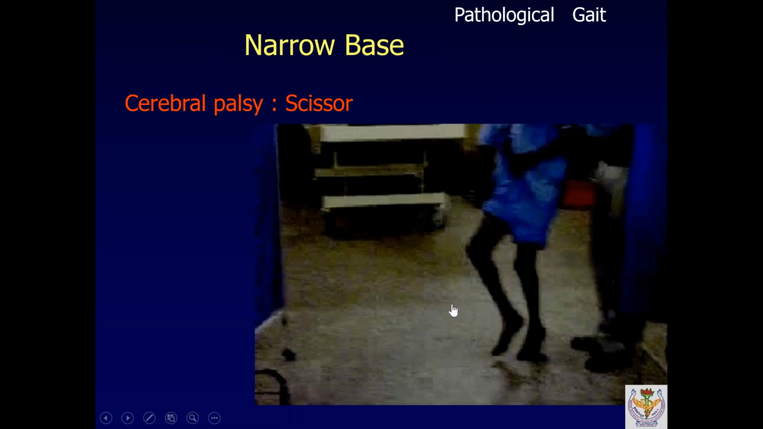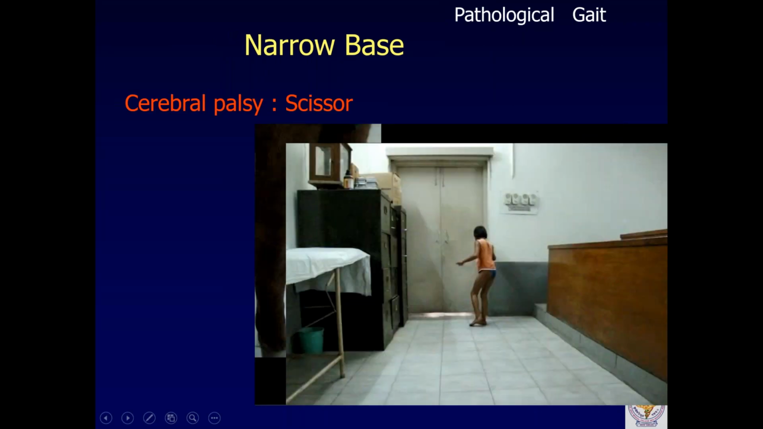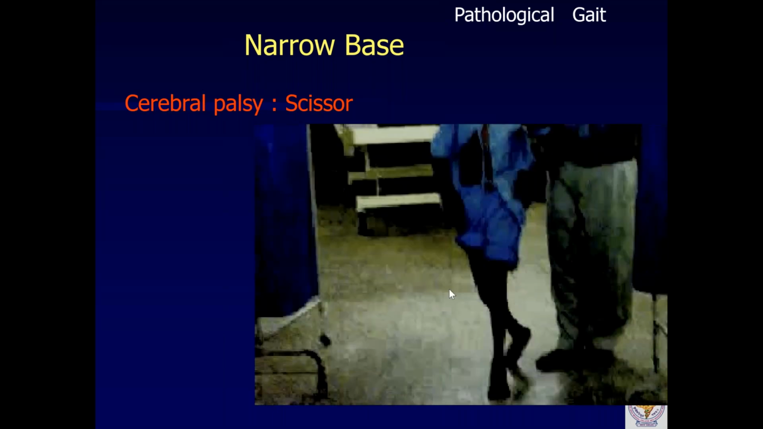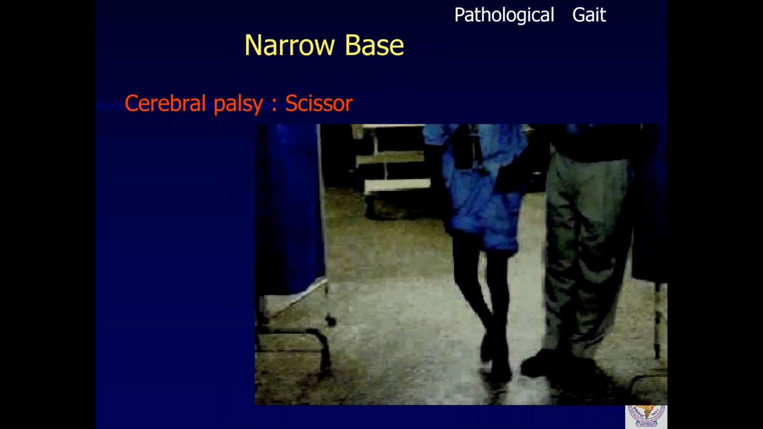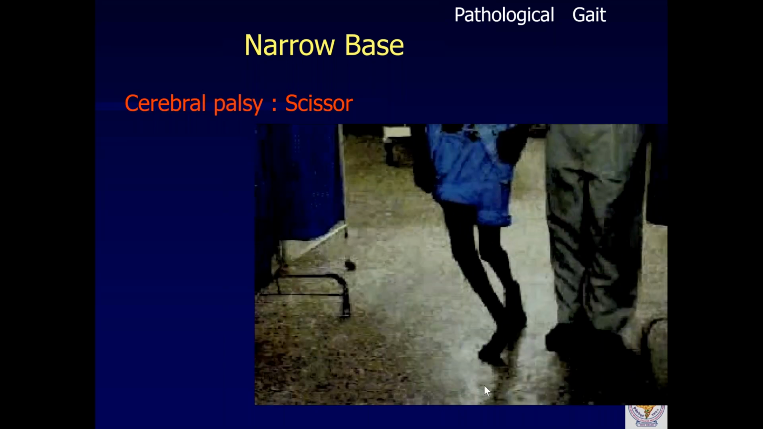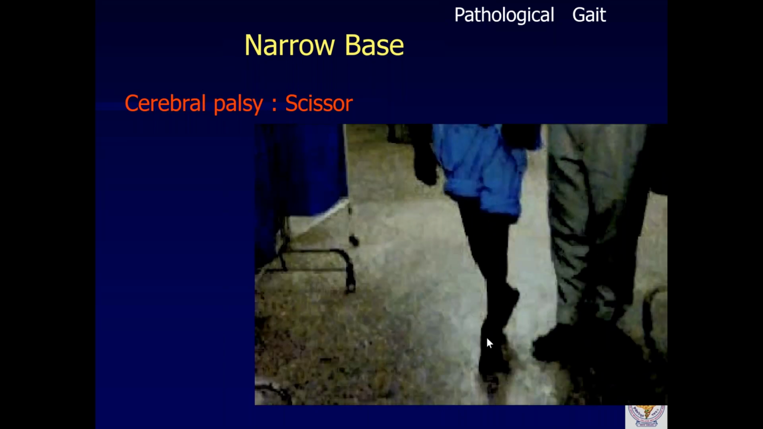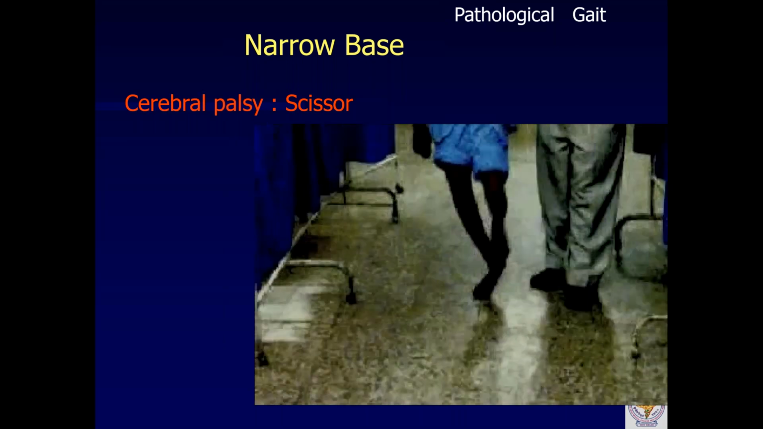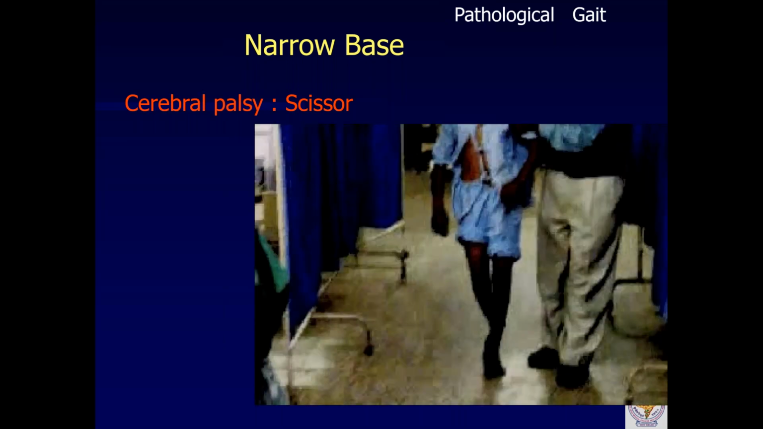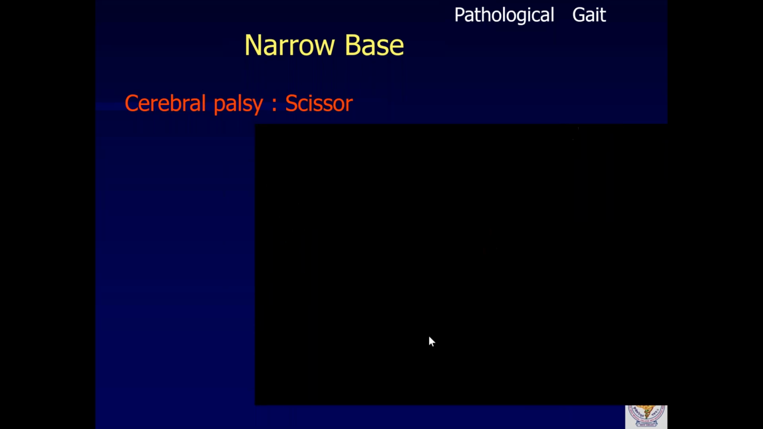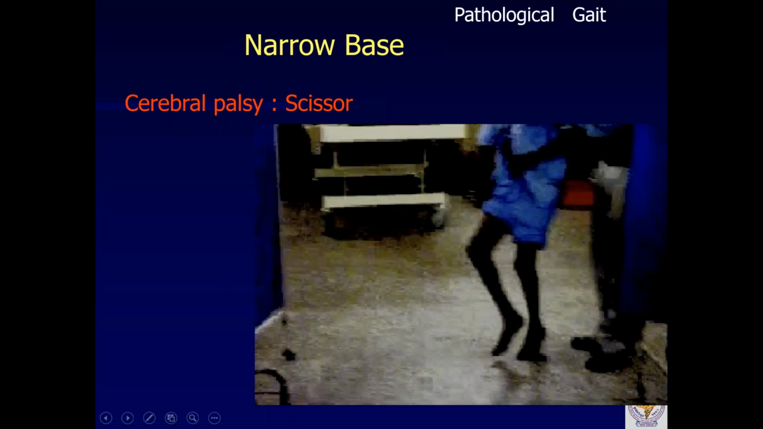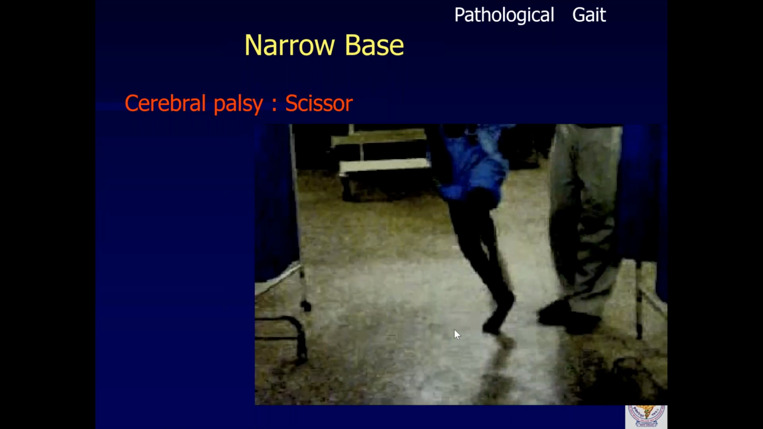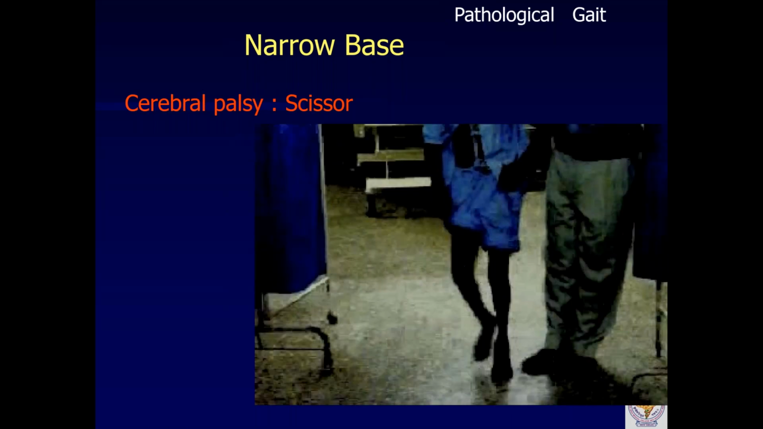Contrary to this is a cerebral palsy patient who has adductor spasm and adductor contracture, and there is a crossover. It's called a scissoring gait. So obviously with the center of gravity, there is no base, so the patient is going to be very unstable. The father of the patient is holding the child to make the child stable. So this is a narrow base gait, and in fact crossover is known as a scissoring gait.